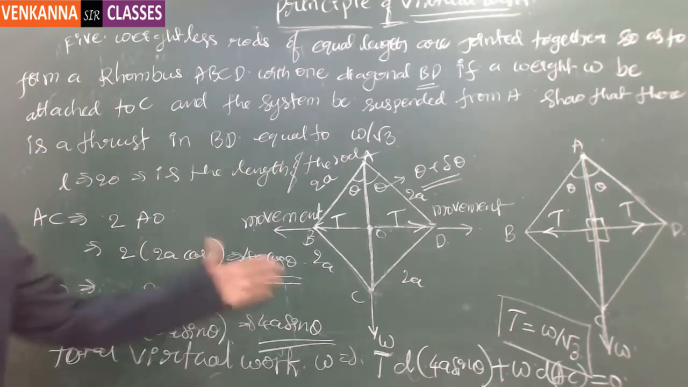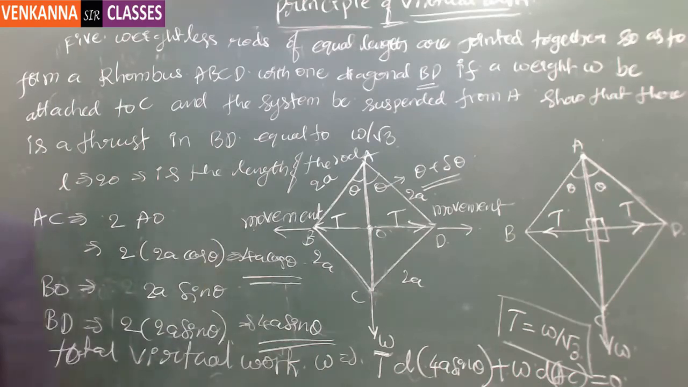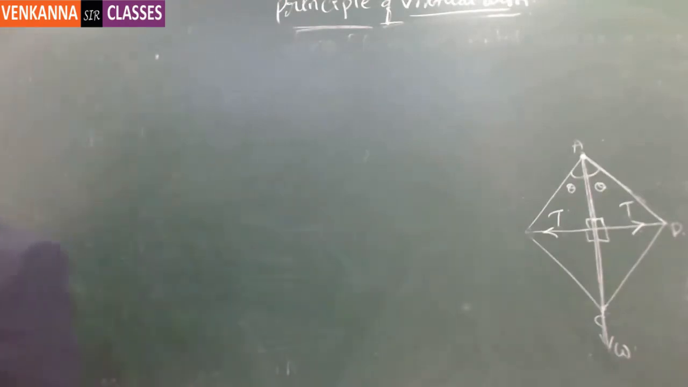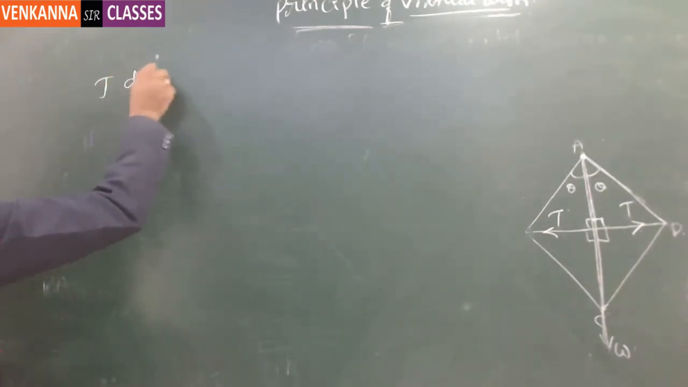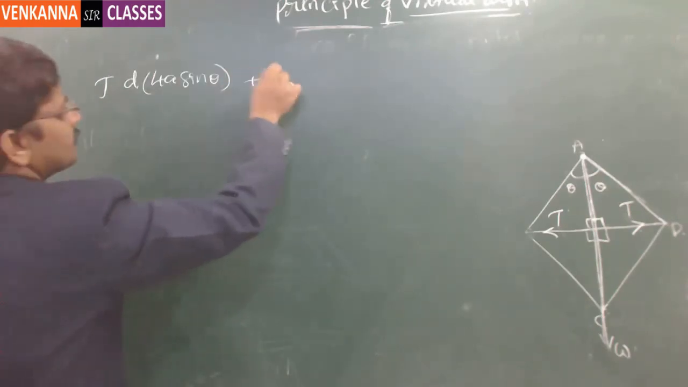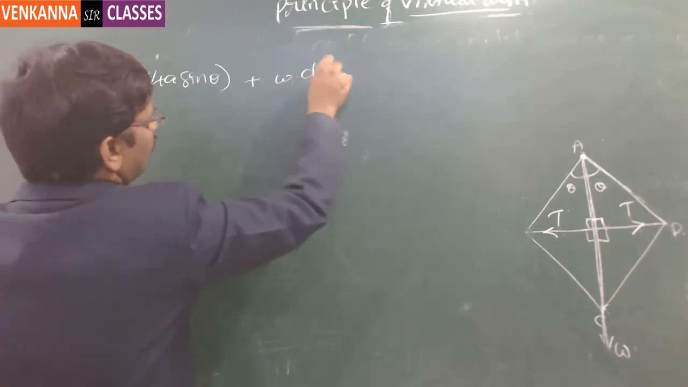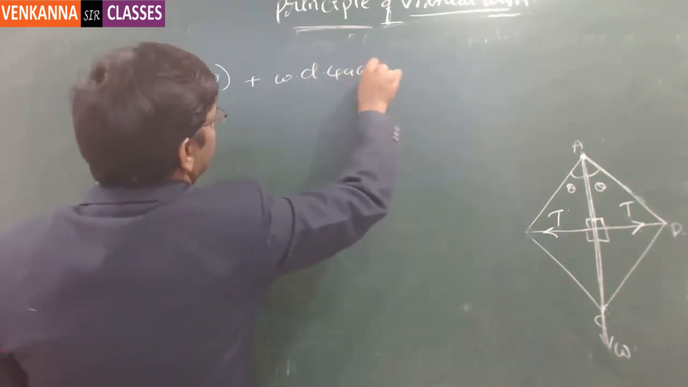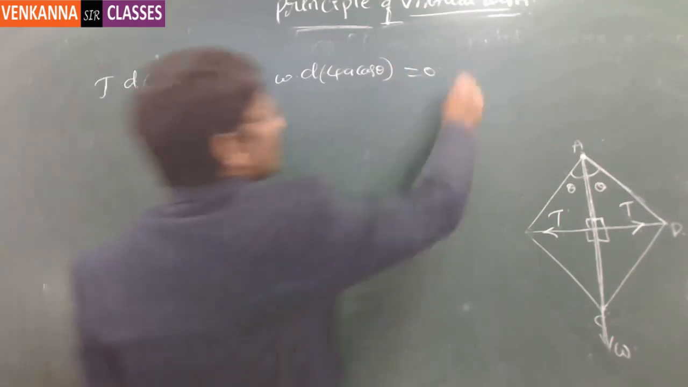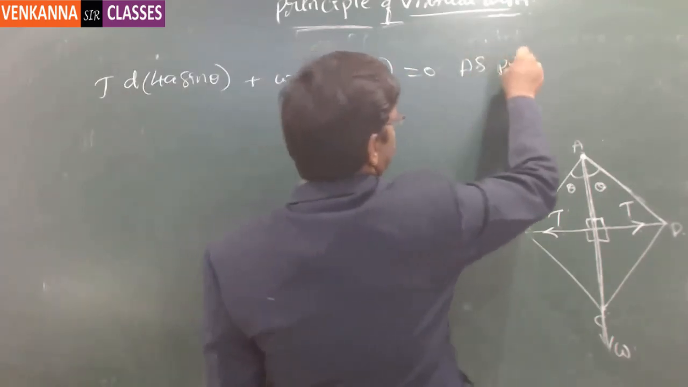So you can note down this. I'm going to further move on. First, you note down: T times the derivative of 4A sin theta plus W times the derivative of 4A cos theta. So this is the change in the displacement. It has to be equal to 0 as per the principle of virtual work.